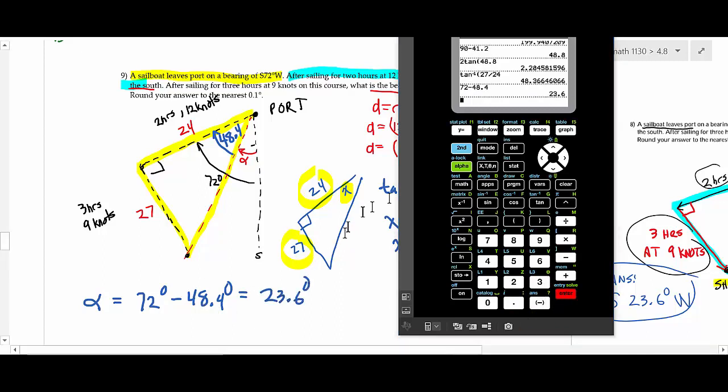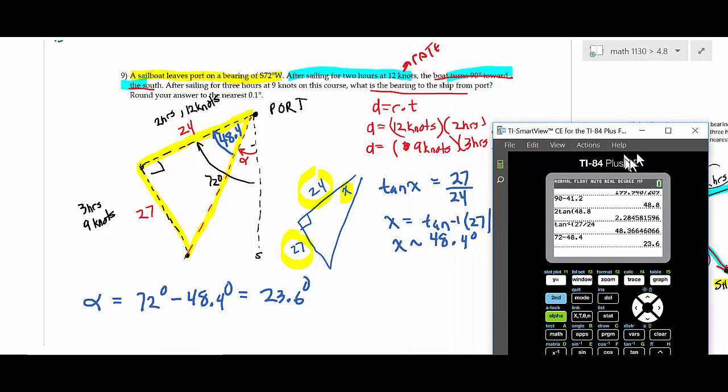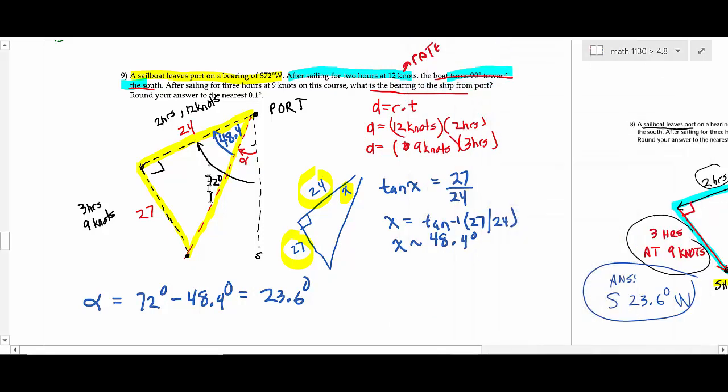Now what we need to do is write the bearing. So if this angle right here is 23.6, and again we're looking at this angle here, how are you going to name that bearing? South, 23.6, west. There you go, that's the answer to the problem. So that would be south, 23.6 degrees, west would be your bearing like that, okay?